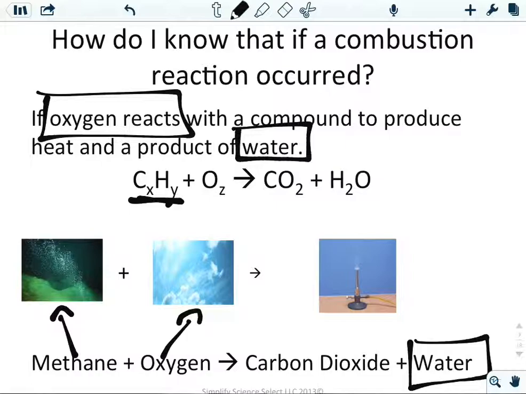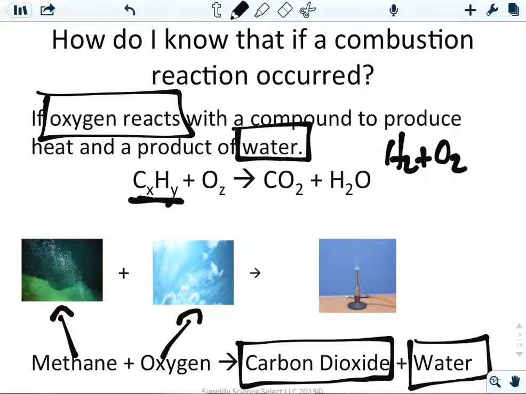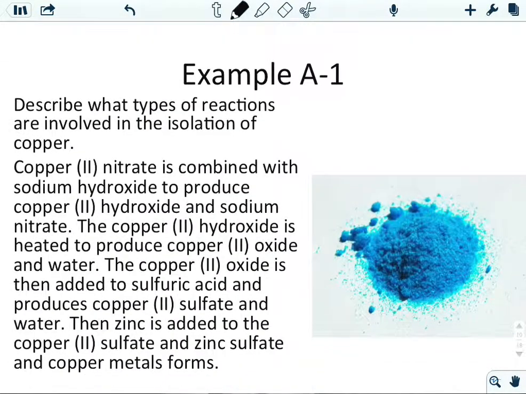And if it's a hydrocarbon, some type of CH something, you're going to have carbon dioxide as a product as well. In most cases, all it has to have is just oxygen reacting with something to produce water. You can think of the combustion of hydrogen. Hydrogen gas plus oxygen gas will combust to make H2O. Oxygen reacted with hydrogen, it produced the water. That's all you need. But normally with a hydrocarbon, you're going to see that CO2. Okay, so let's look at an example.